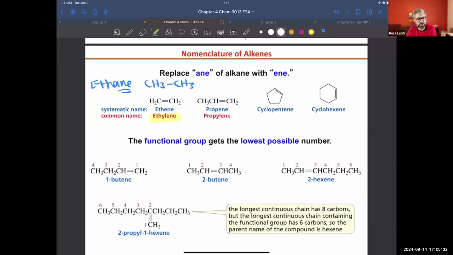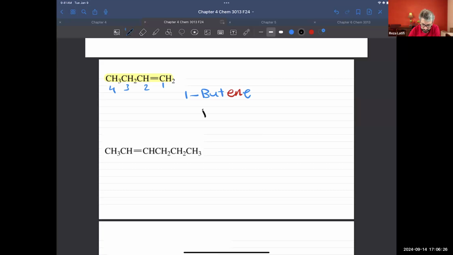And sometimes they also write the number of carbons that you are dealing with. I have 4 carbons, so I go but, and then you show the position of the double bond. Where is the double bond? It's on the first carbon. So you say 1-en.